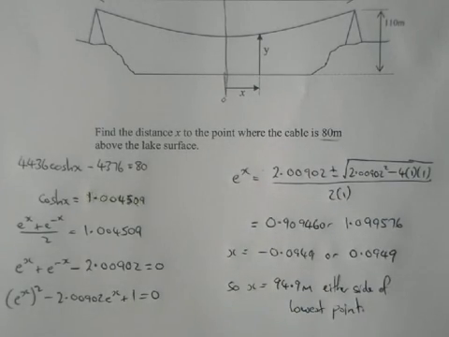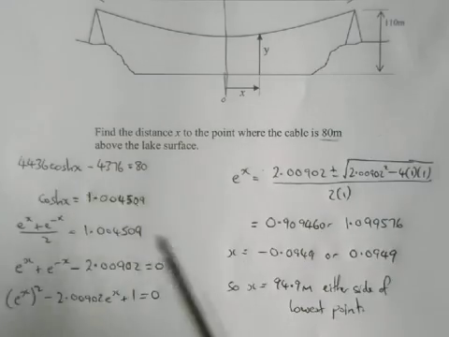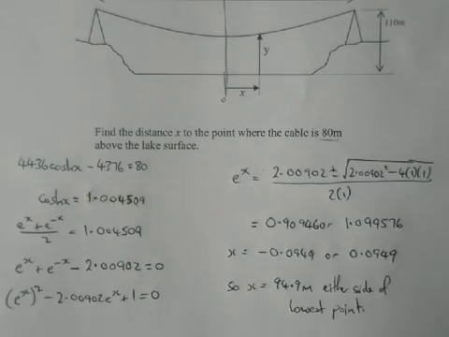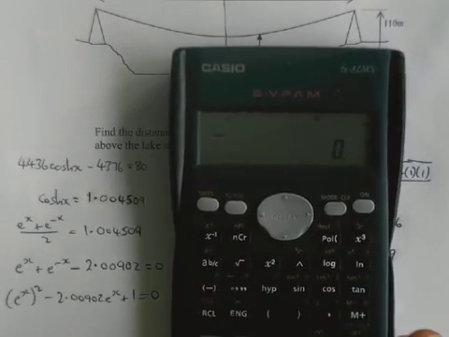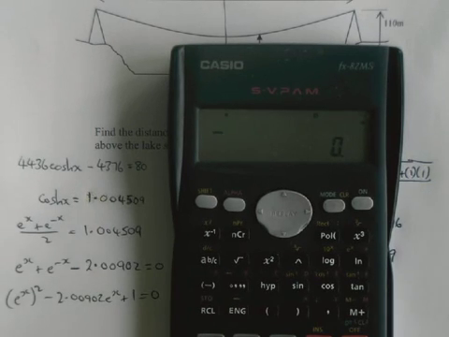Okay, so that's how you do it longhand. You could jump in and use the calculator straight at this point here, because at that point we're told that the cosh of x is 1.04509, so we could just use the calculator and do the inverse cosh of that number.